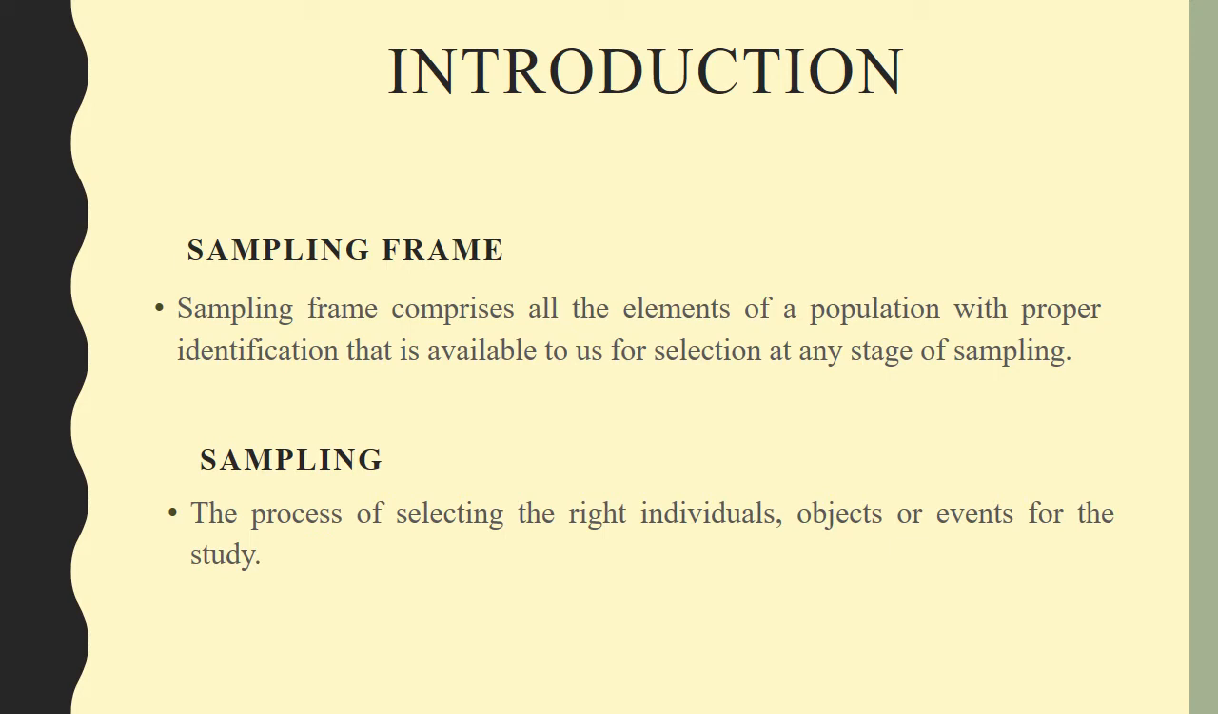Then what is sampling? It is the process of selecting the right individuals, objects or events for the study. If you are trying to do some study or research, the process of selecting the right individuals, who will guide us in finding some solution, is sampling. For that purpose we go with this particular sampling process. A single member of a particular sample is called a sampling unit.